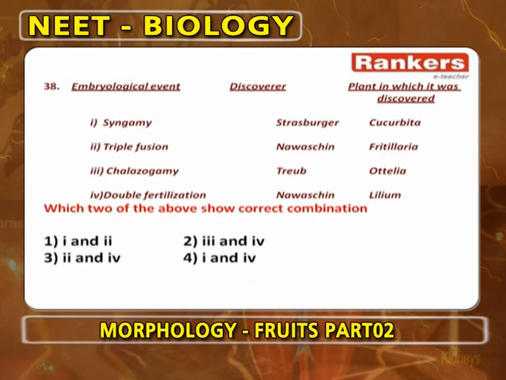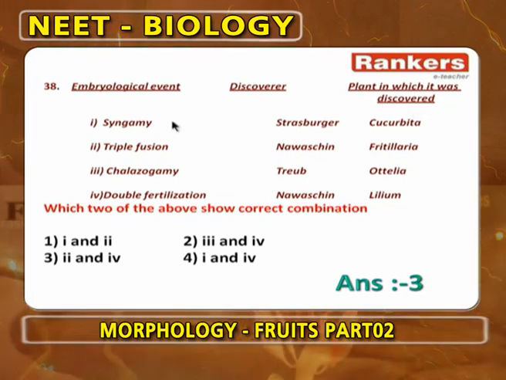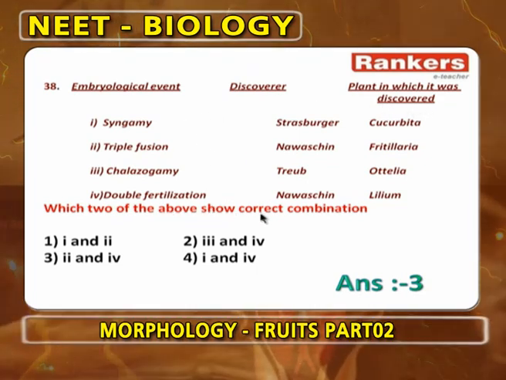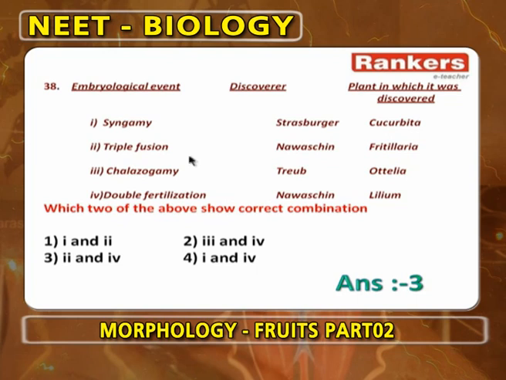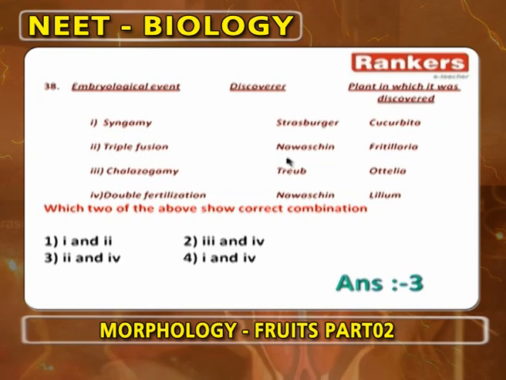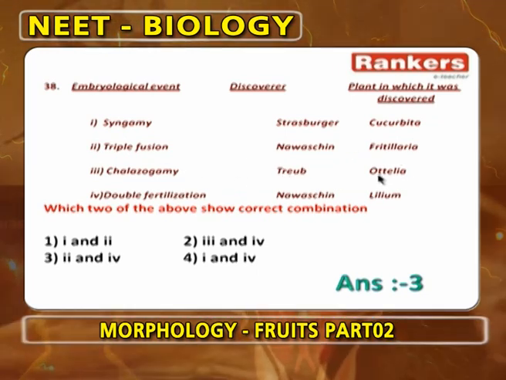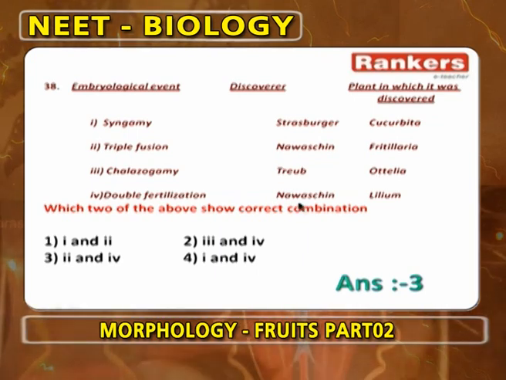Next, this is again matching. Embryological event, discoverer, plant in which it was discovered. Which of the above show correct combination? Syngamy, Strasburger, Cucurbita is wrong. Triple fusion, Nawaschin, Fritillaria is correct. Porogamy, Treub, Ottelia is wrong; chalazogamy by Treub is discovered in Casuarina. Double fertilization, Nawaschin, Lilium is correct. So, answer is 2 and 4.